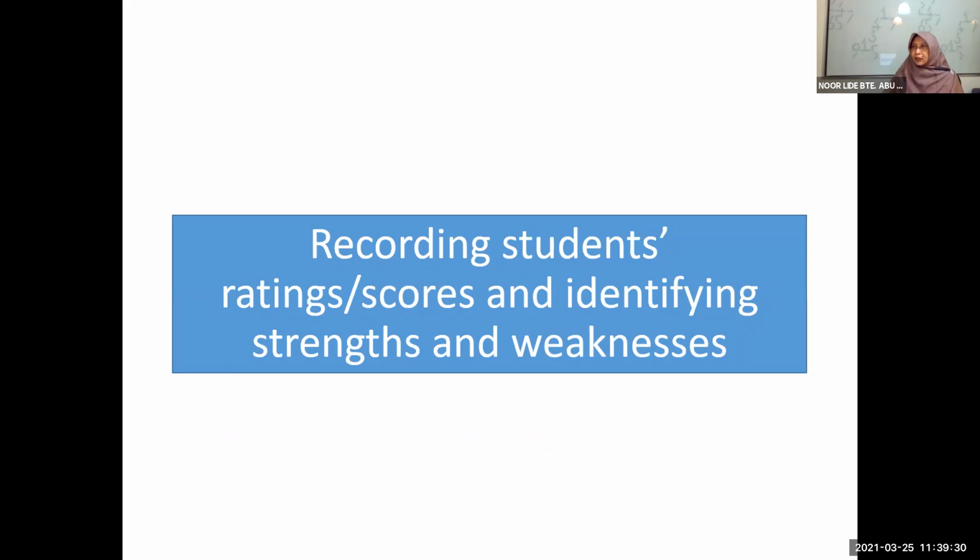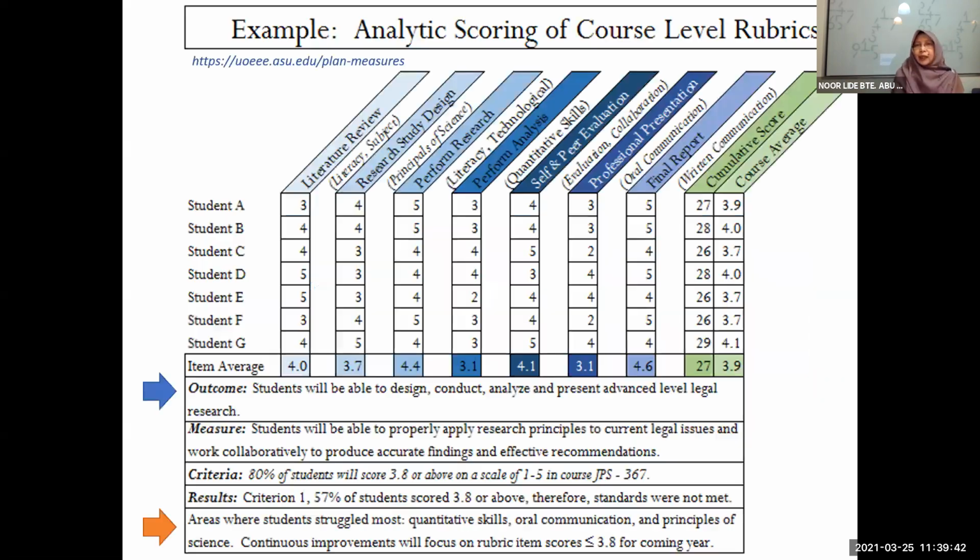But sometimes some of us thought that, okay, we have the scoring rubrics, we use the scoring rubrics, we give the student the score, but we actually just stop there. So this is an interesting example that I found, because it would also analyze areas of weaknesses and areas of strength.